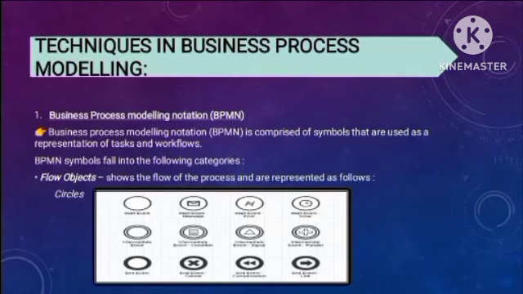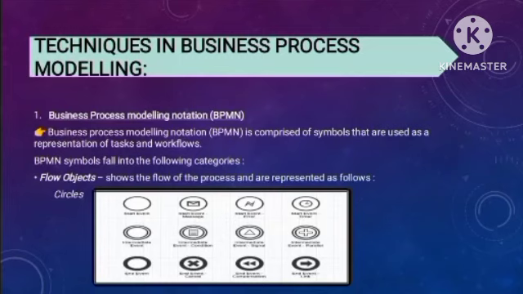So first, we have the flow objects. So this shows the flow of the process and are represented as follows. So we have circles, rectangles, and diamonds. So first, we have here the circle. So as you can see in the picture, there are different symbols or signs inside a circle that represent different meanings.